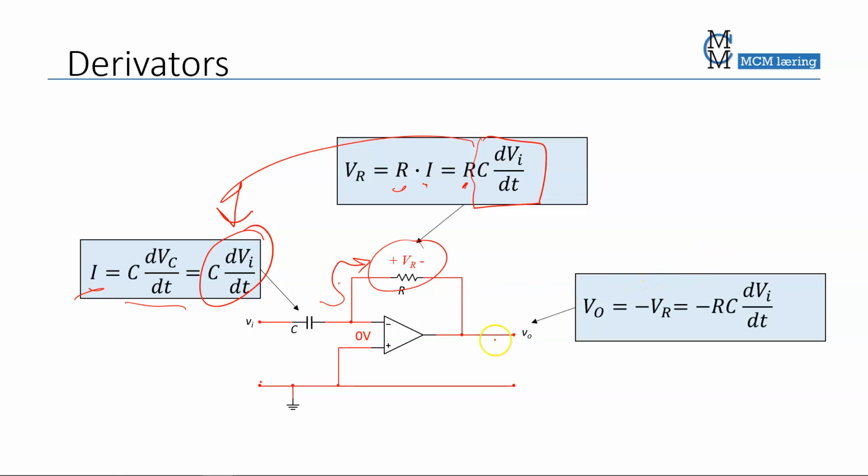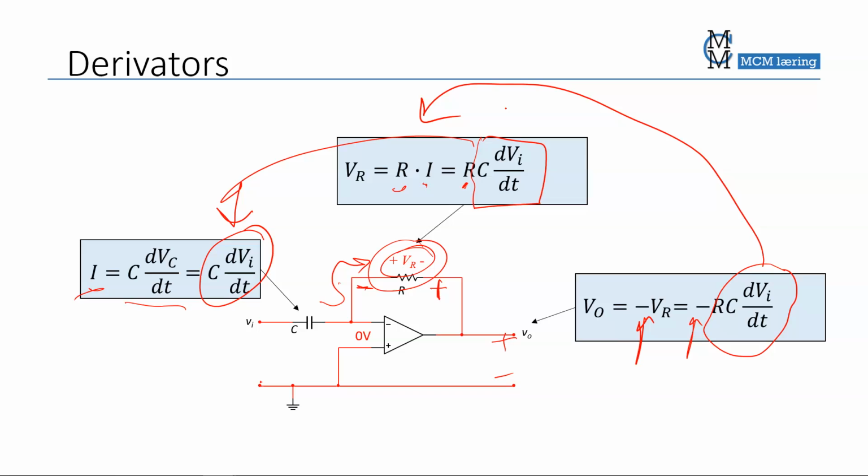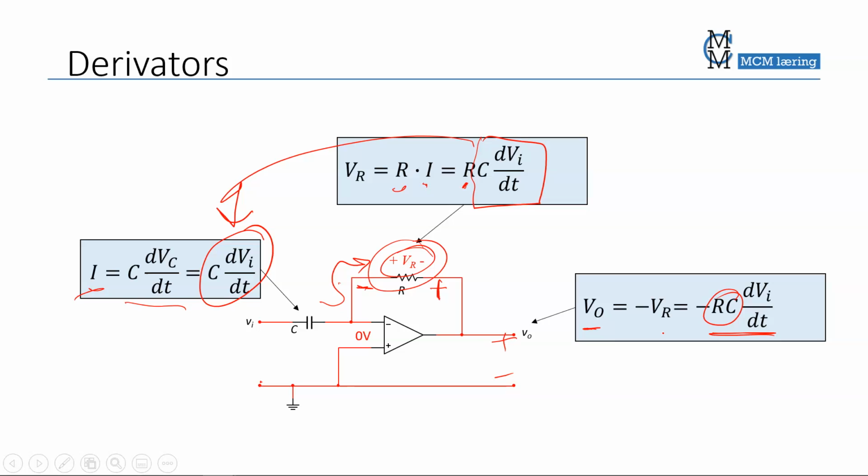V out is measured from here to here, which has the opposite sign compared to the resistor voltage. So therefore, opposite sign, and the resistor voltage there, which we found here. So the output voltage is now a derivation of the input voltage multiplied by some constant. That RC will form the gain associated with this derivator.